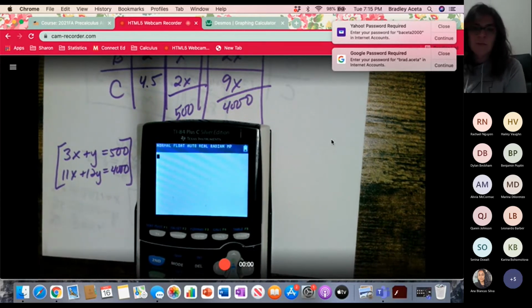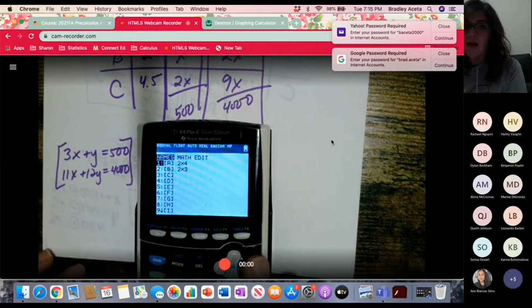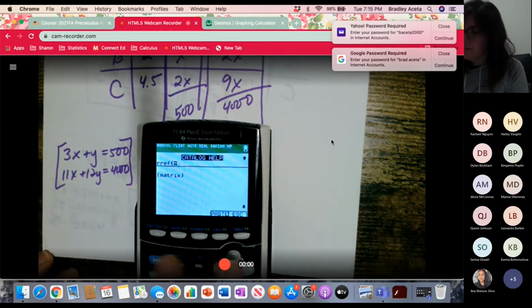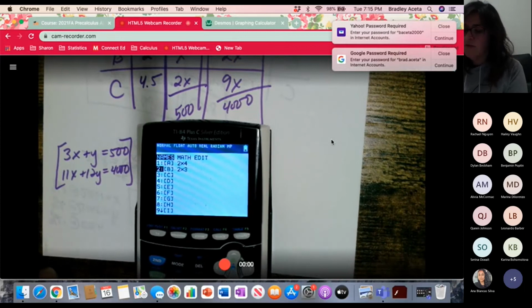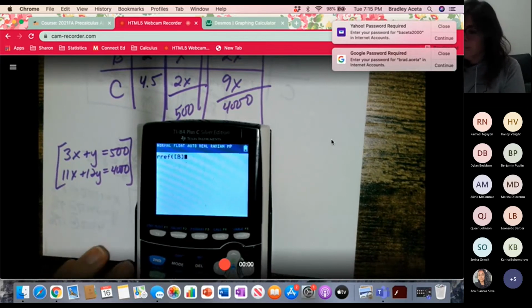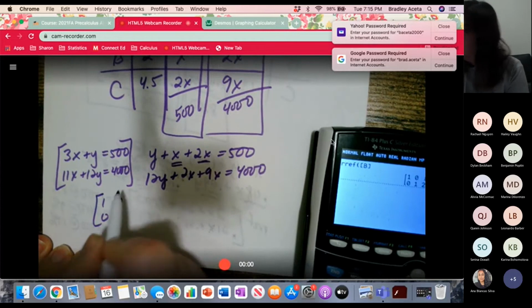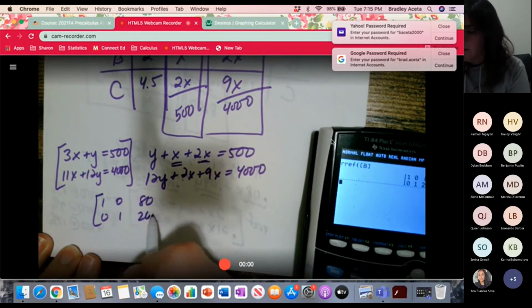And then go out. But then you got to go back in because you have to perform the operation. The operation is RREF. So go over to math and go up or down to RREF. Sorry. There we go. Then go back into the matrix and this time choose B from that front screen. And just hit enter. And then you have your diagonal 1, 0, 0, 1, 80, and 260.